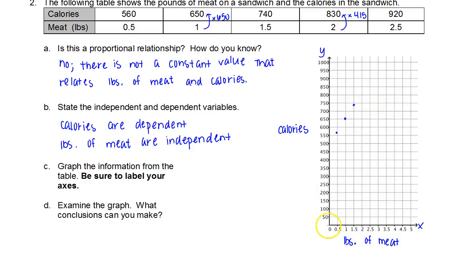2 pounds of meat, so 2 to the right on the x-axis, we'll have 830 calories. So I'm going up to 830, which will be just a little more than halfway between 800 and 850. And then the last one in the table is 2.5 pounds of meat, so 2.5 on the x-axis, and we're looking at 920 calories, so just less than halfway between 900 and 950.